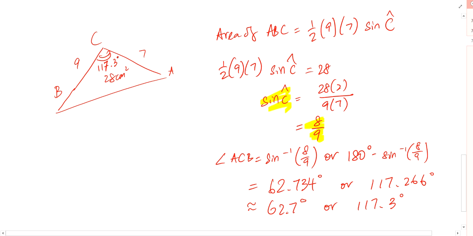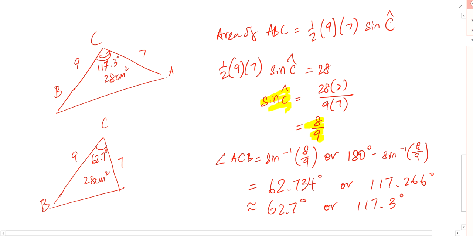117.3 degrees. So I am actually able to draw another triangle with the angle ACB at 62.7 degrees, but the area is still 28, so it should look like this. B to C, no change, still 9. Then now I'm going to draw angle BCA. It has to be smaller now because it is less than 90. So the same 7 cm. So now this over here is 62.7 degrees. And then I join it up. This is still 28 square centimeters.